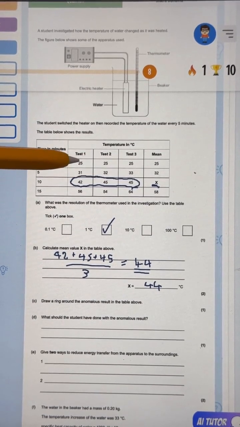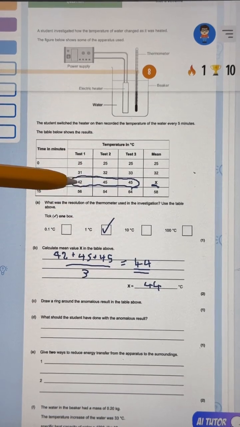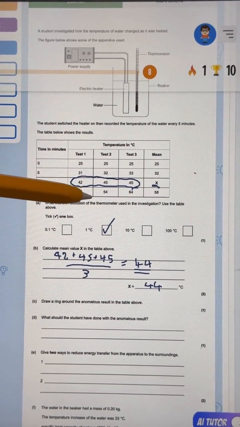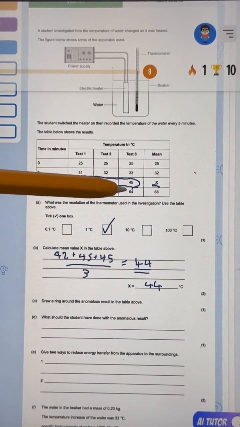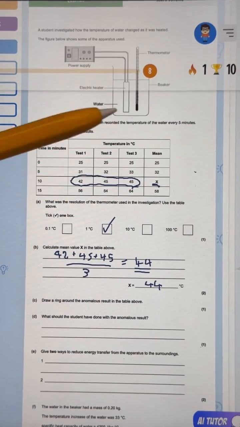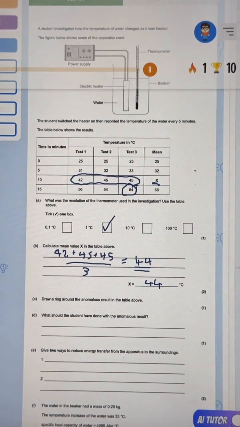So first row, they're all the same. It's fine. These are all 1 or 2 degrees apart. That's okay. The maximum 3 degrees apart. That's fine. And then in the last row, you can see these 2 measurements are 2 degrees apart, but the 64 is 10 degrees or 8 degrees away from these, so it's the largest difference. So correct, 64 would be the anomalous result.